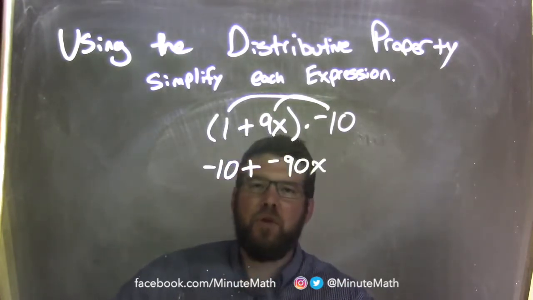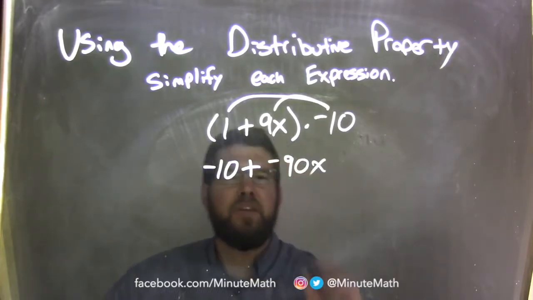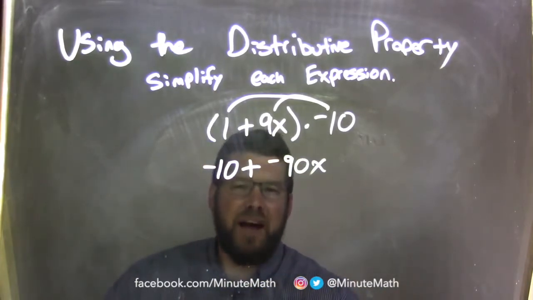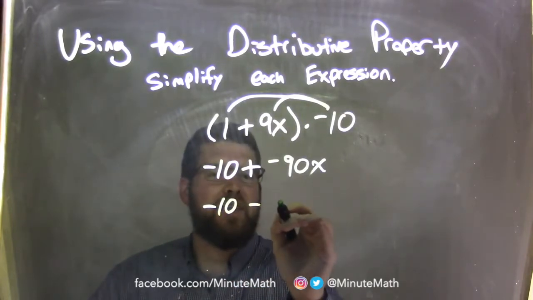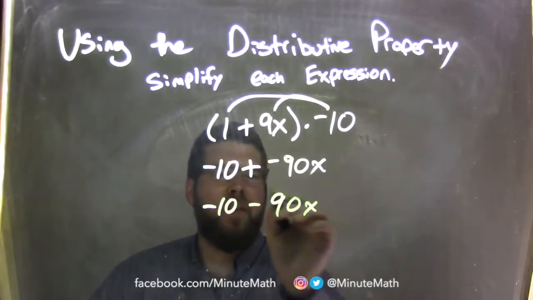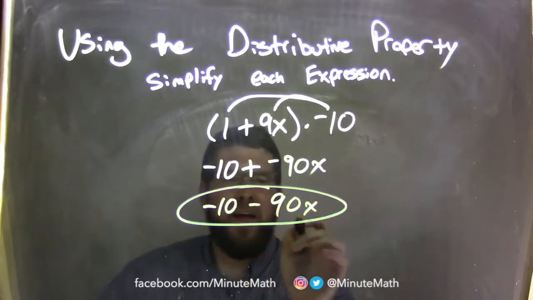But now we want to make this look a little cleaner, right? Because adding a negative, same thing as subtraction. So I'm going to rewrite this to be negative 10 minus 90x. And that is our final answer. They are not like terms.